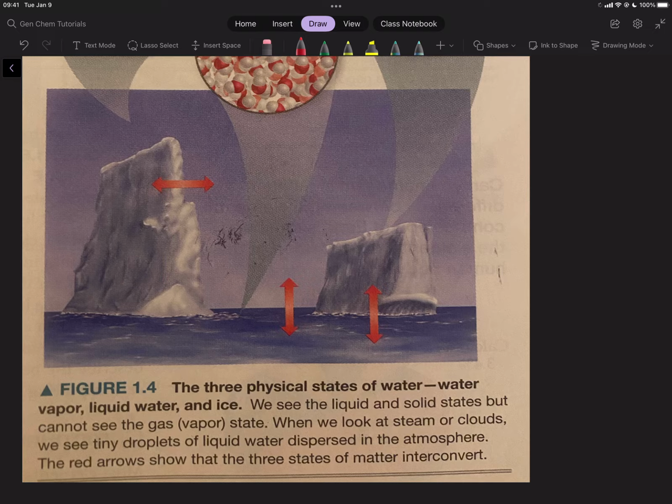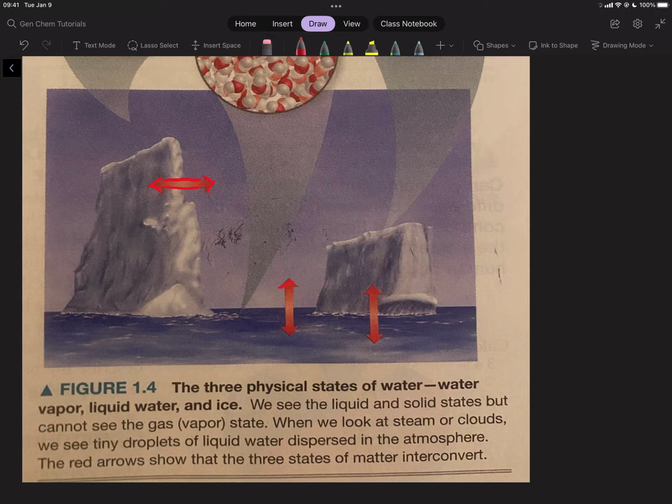So you can notice this farthest red arrow that I'm tracing here. We've got interconversion between the iceberg, solid ice, and the atmosphere. So the exchange of water going from solid to gaseous, and then reverse gaseous to solid, sublimation, deposition.